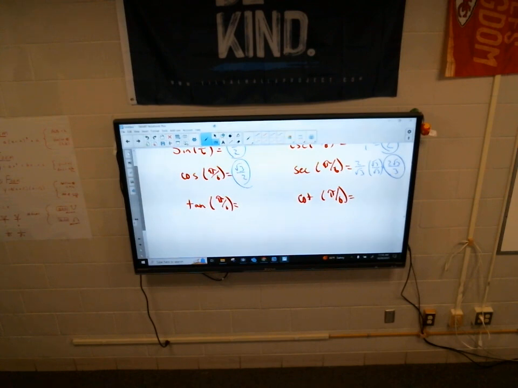So what's y? Y is sine, and x is cosine. So it's simply the sine, which is 1 half, divided by the cosine, which is square root of 3 over 2. So you just do sine over cosine.